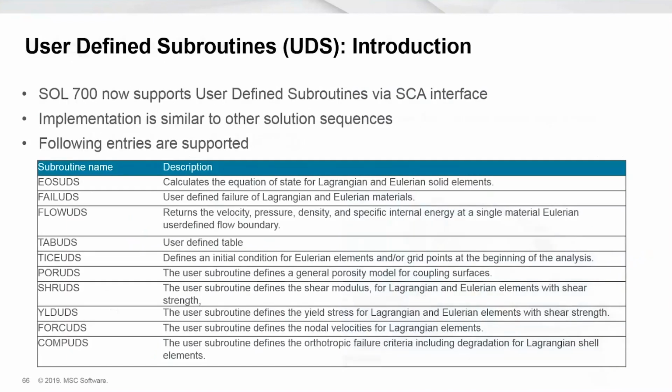Finally, we've added user-defined subroutines in our Solution 700. This is going to be our SCA interface. All the entries that we support in the UDS are shown in the slide. It's used very similar to how UDS is used in other solution sequences.